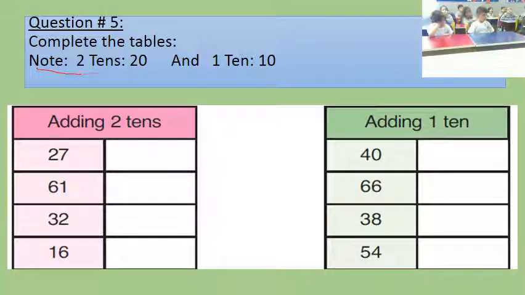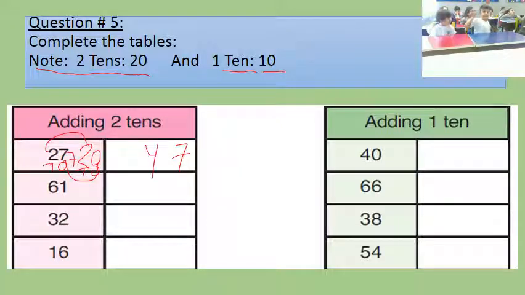Complete the tables. Okay, 2 tens is how much? 20. 1 ten is how much? 10. Okay, adding 2 tens, we have to add 2 tens to each one. So 27 plus 20. Let's see. What is the 2? Tens. What is the 7? Ones. And the 2? Tens. And the 0? Ones. Ones with the ones. 7 plus 0? 7. 2 plus 2? 4. 61 plus 20. Good job. Tens, ones. Ones with the ones. 1 plus 0? 1. 6 plus 2?